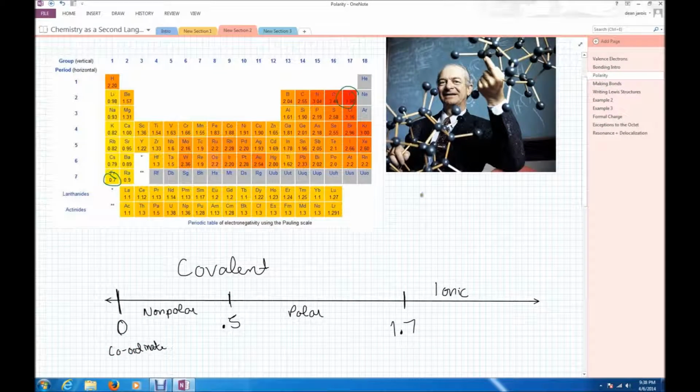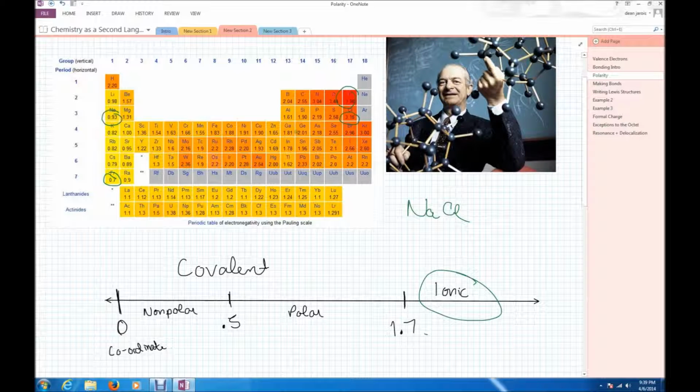So let's say we have something like NaCl, for example, sodium chloride. Sodium's electronegativity number is 0.93 and chlorine's is 3.16. Now if we subtract these, we'll get a number greater than 1.7, which means NaCl is ionic.